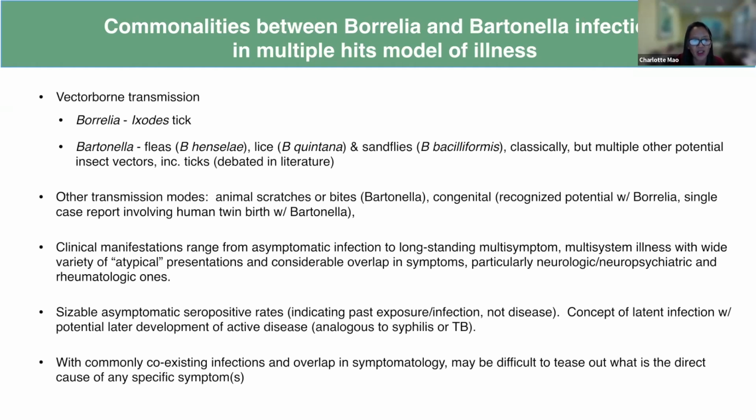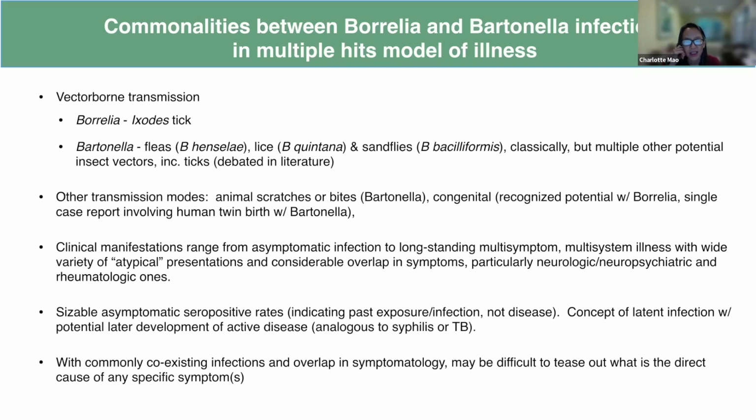The clinical manifestations of both infections range from asymptomatic entirely to longstanding multi-symptom, multi-systemic illness with a wide variety of so-called atypical presentations and considerable overlap in symptoms, particularly neurologic, neuropsychiatric, and rheumatologic ones. Both infections have sizable asymptomatic seropositive rates. This indicates patients have had past exposure and infection, but not that they have actual disease.